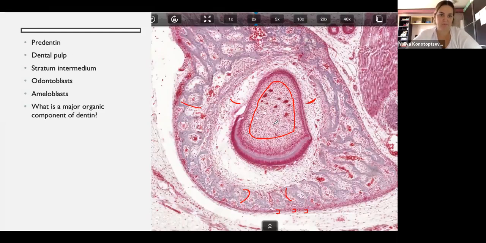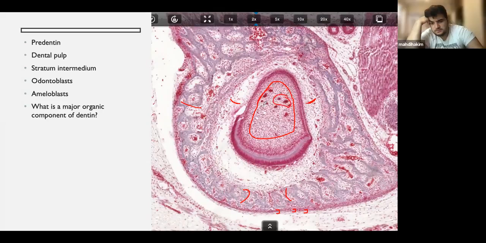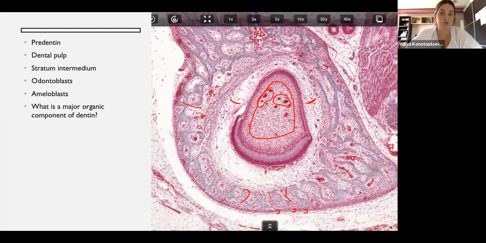Why? What are these? Blood vessels. Because you can see blood vessels. The moment blood vessels are present, technically you cannot say dental papilla. You must say dental pulp. So the moment you see red spaces within the dental papilla, these are blood vessels, you must call it dental pulp. Which cells are here?